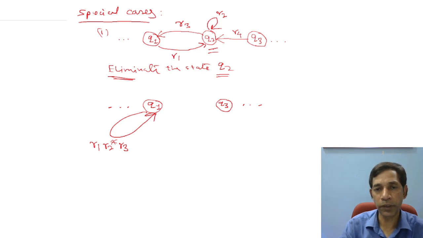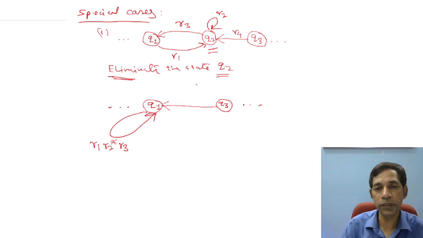Now, if you are coming to the state Q3, you are going from the state Q3 to the Q2, then from Q2, you can have the regular expression, you can be in the loop, and you have the outgoing edge R3. So it means that from Q3, you are going to the state Q1. So you have the direct edge from Q3 to Q1.